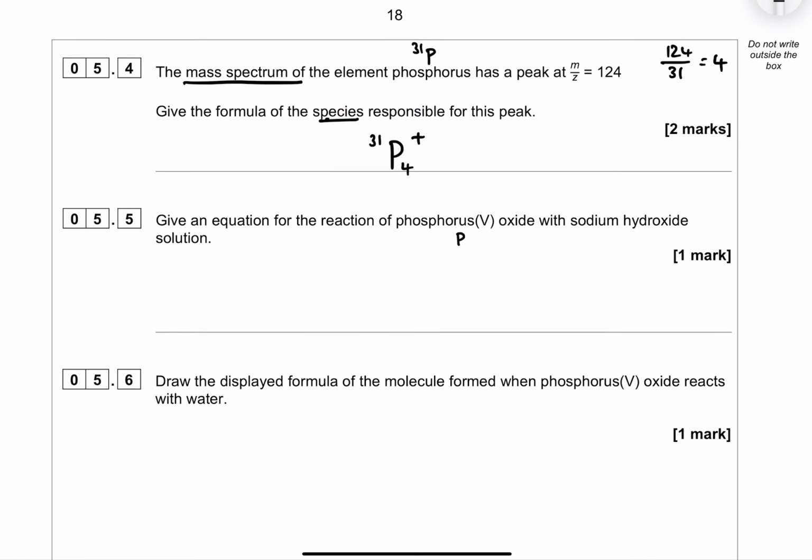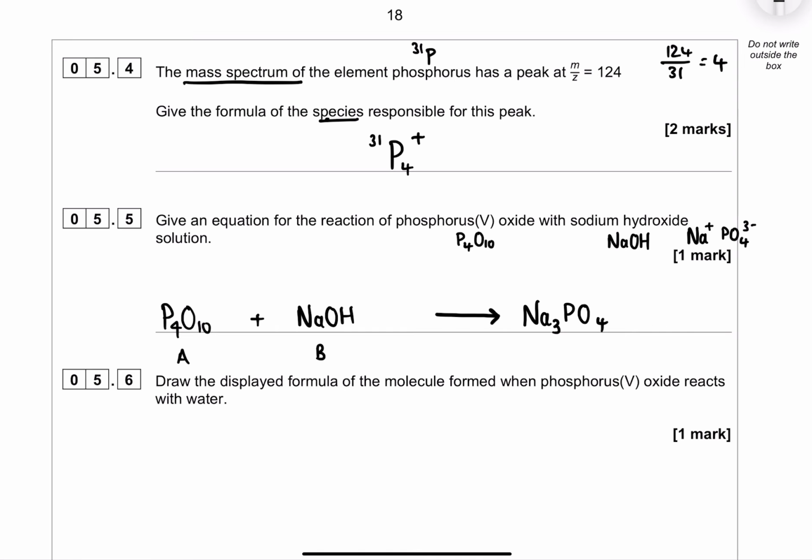So phosphorus(V) oxide is P4O10, sodium hydroxide is NaOH. So P4O10 plus NaOH. P4O10 must be acting as our acid and NaOH must be acting as our base. So remember from before that the base provides the metal ions and the acid is going to provide the anion, the negative ion. So the negative ion for P4O10 would be the phosphate ion, the PO4 3 minus ion. So if I put those together, I get Na3PO4 plus water, acid plus base makes salt plus water.